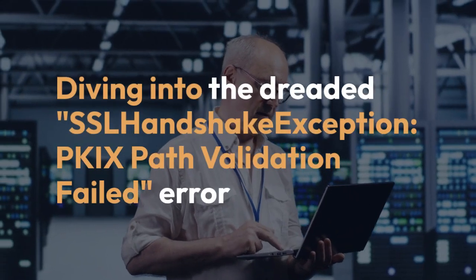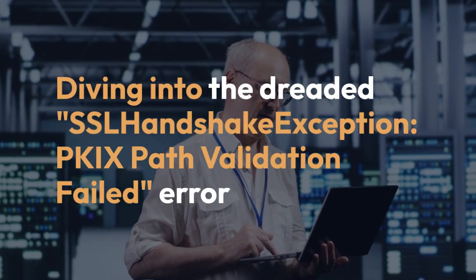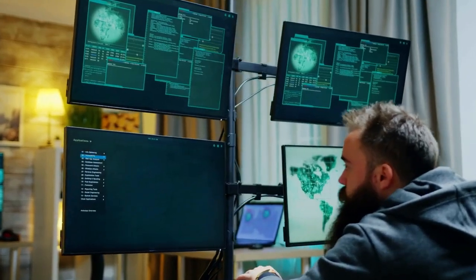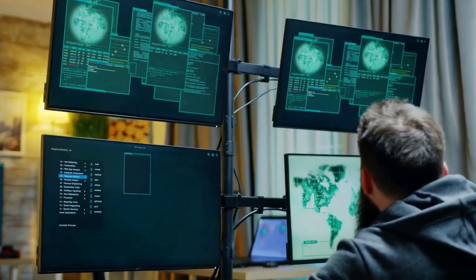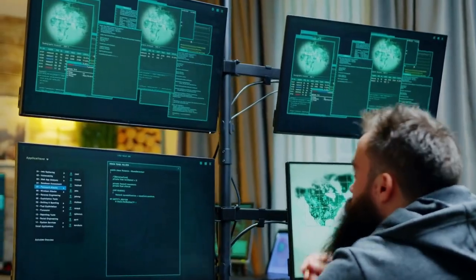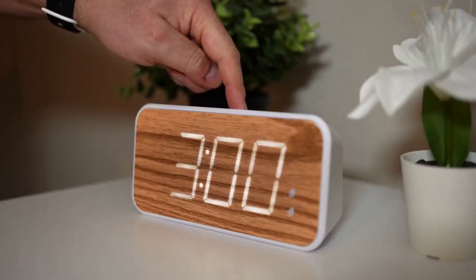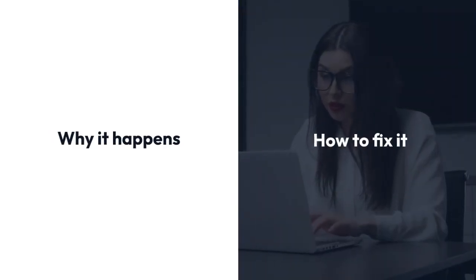We're diving into the dreaded SSLHandshakeException, PKIX Path Validation Failed error. This frustrating issue pops up when your application, like a web browser or a program, tries to connect to a secure website or server but can't verify the server's SSL/TLS certificate. Think of it like trying to enter a building without a valid ID. Security won't let you in. Let's break down why this happens and how to fix it.